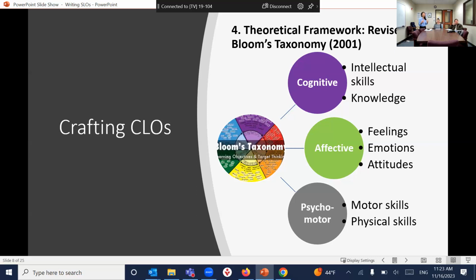How to craft or how to write the course learning outcomes, I'd like to borrow the theoretical framework from Bloom's taxonomy. According to it, we have 3 domains for learning: cognitive, affective, and psychomotor. The cognitive refers to intellectual skills and knowledge, and affective domains are related to learners' feelings, emotions, and attitudes, while the psychomotor domain is related to the students' motor skills and physical skills.